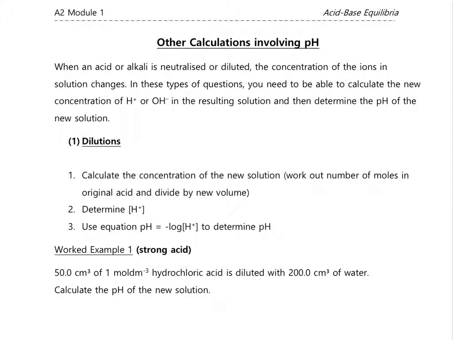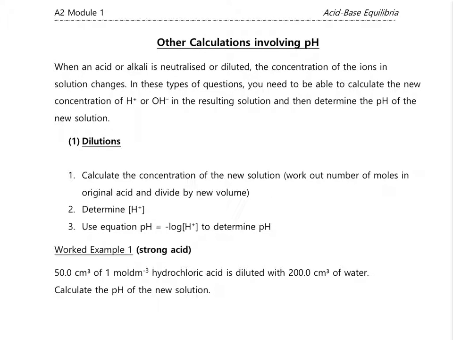So we're on page 73 and we're going to have a look at the final two types of calculations that you could be asked to do with respect to the pH of acids or alkalis. And the first one of those is dilution. So dilutions and neutralizations. If an acid or an alkali is diluted or neutralised, at least partially, then the pH of the acid or alkali is going to change.